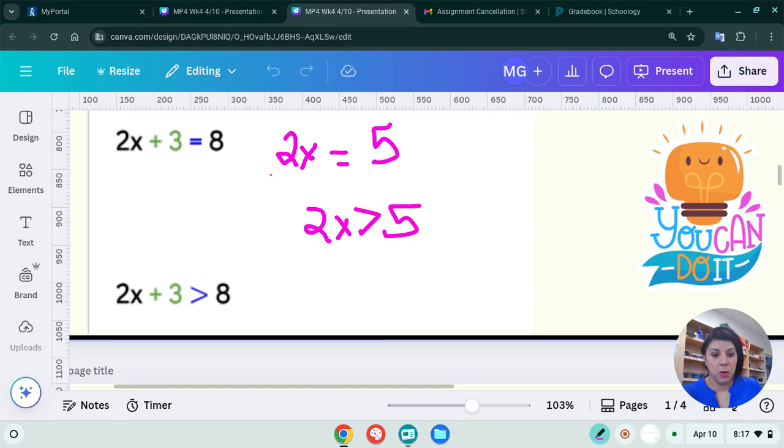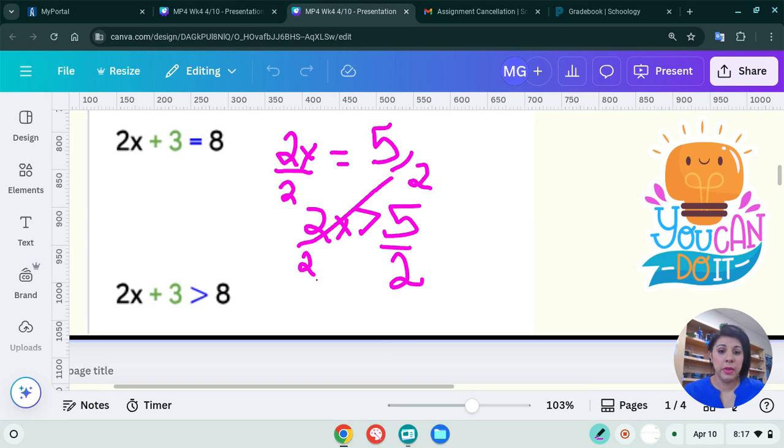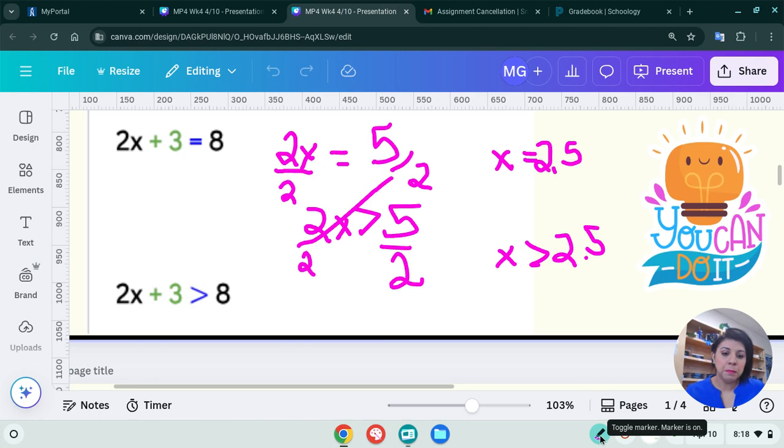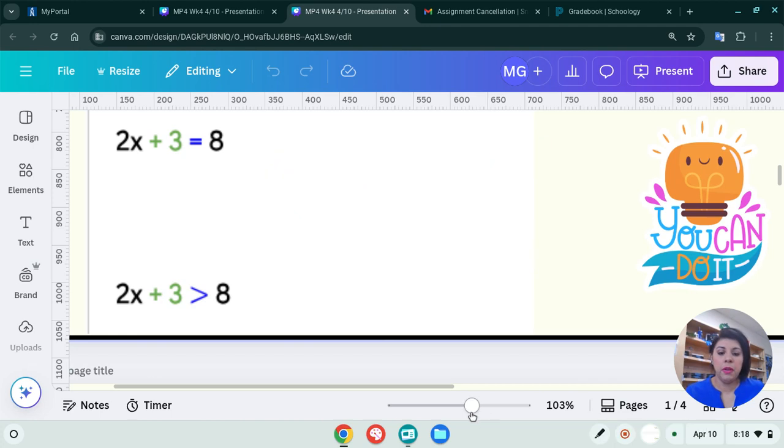And so the opposite of multiplying by 2, we know the inverse operation, our vocabulary, is to divide by 2. And so we end up with 5 halves, or what we say is we have $5 and you and I are splitting it in half, so we end up with $2.50. So x for this one would equal 2.5, and yes, we can get a decimal. And over here we say x is greater than 2.5 to make this a true inequality statement.